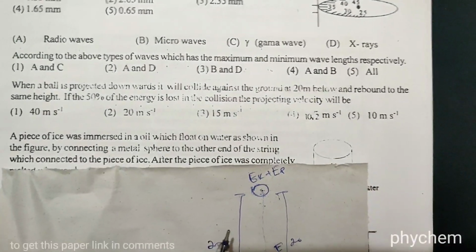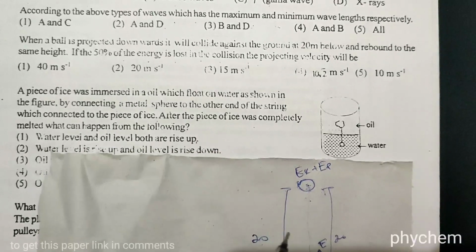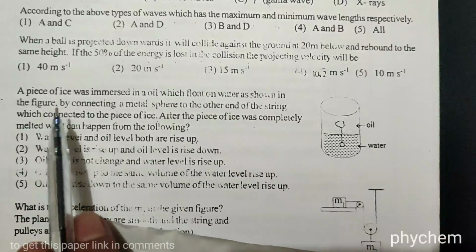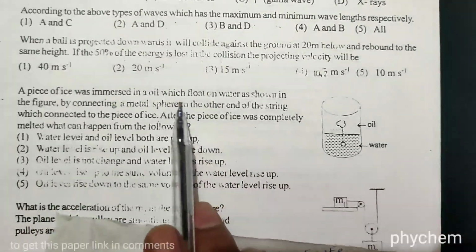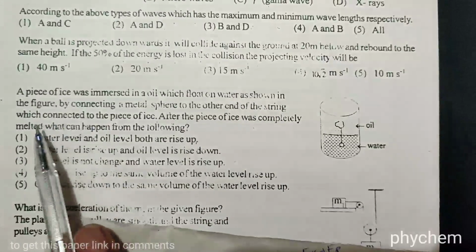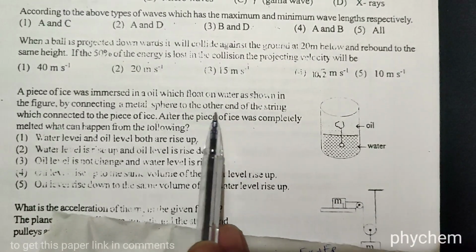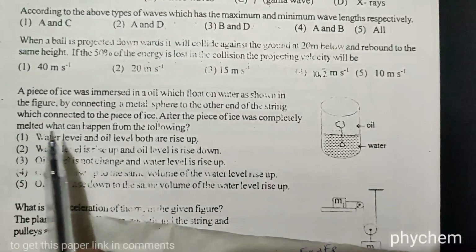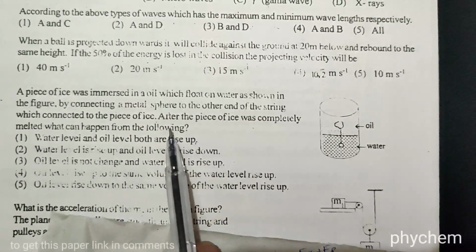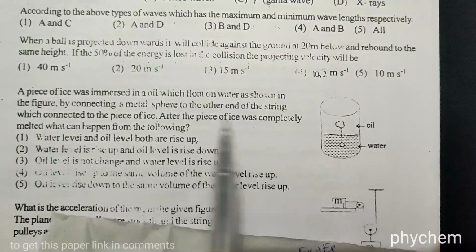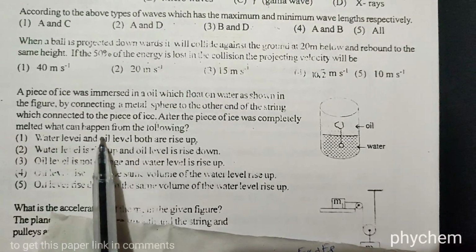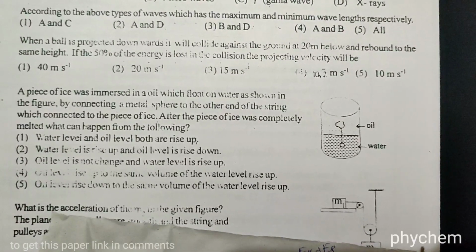Okay, question number 5. A piece of ice was immersed in a coil which floats on water as shown in the figure. By connecting a metal sphere to the other end of the string which is connected to the piece of ice, after the piece of ice was completely melted, what can happen from the following?